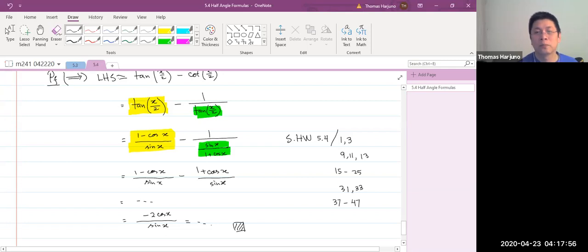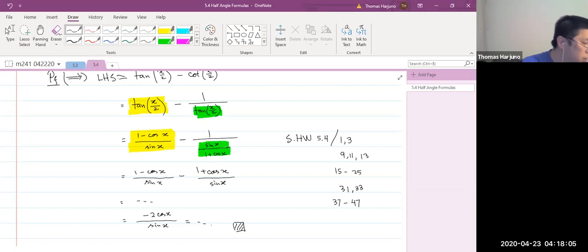So basically, you skip number 5 and 7. Number 27, 29, you also skip. This way, you are not too heavy.